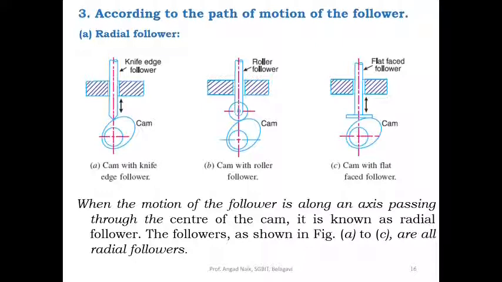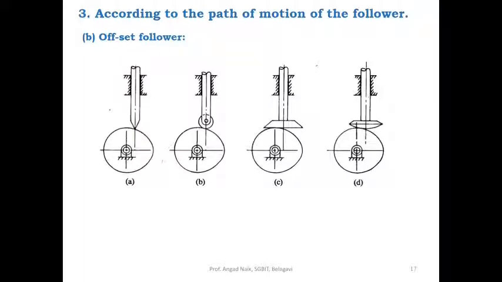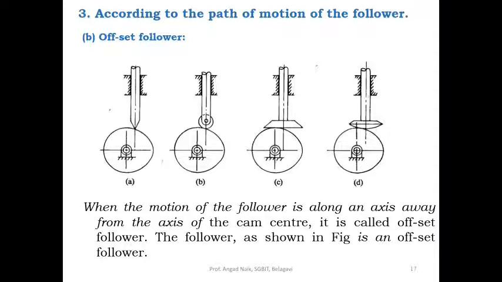Now if they are in the same axis, it is radial follower. If they are in different axes, then it should be offset. So the second type is offset. The figure looks like this. A to D are all offset. See, the axis of the cam is this, axis of the follower is this. There is a small gap between the axis of the cam and axis of the follower. This is the same in all the four figures. So the common statement is, when the motion of the follower is along an axis away from the axis of the cam center, it is called offset follower.